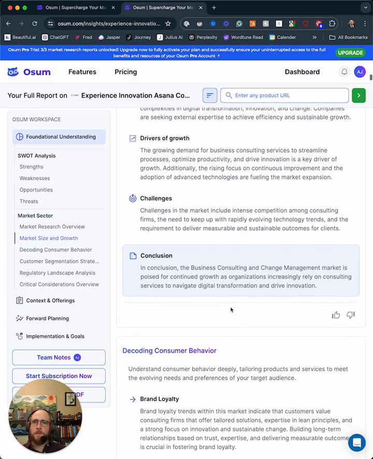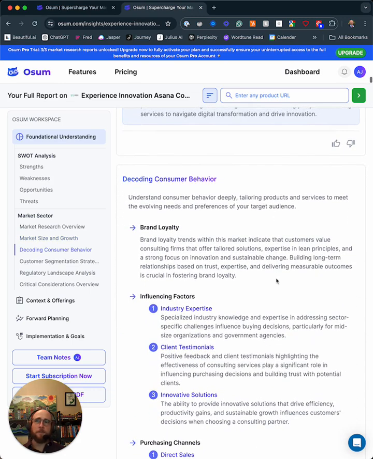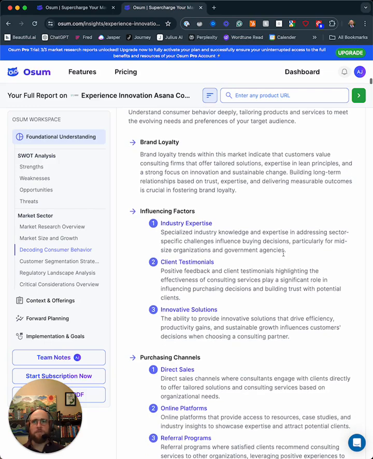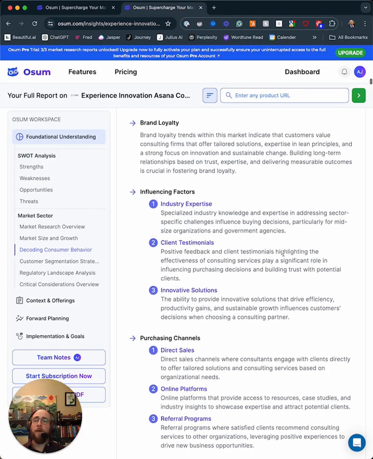So these are key pieces of information, but nothing that isn't base knowledge. So let's take a look at the decoding consumer behavior component. We'll look at the markets, or we'll score market sector overall. Thinking about brand loyalty, yeah, good. Again, it's good feedback, but it's very generic in terms of relevancy to us as an organization.